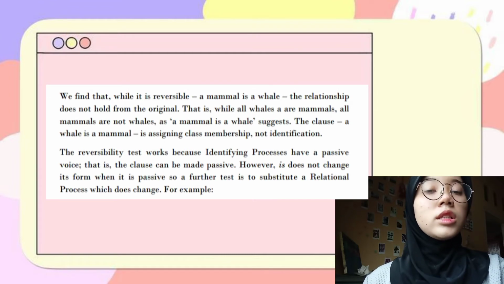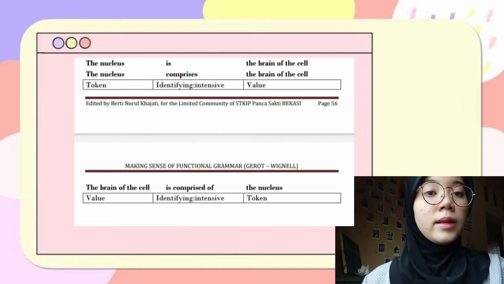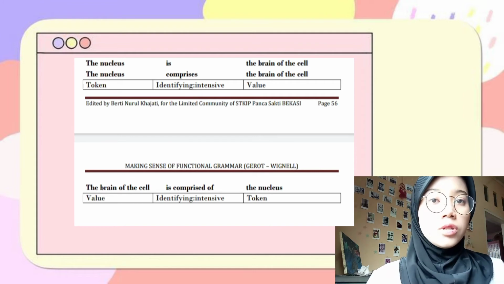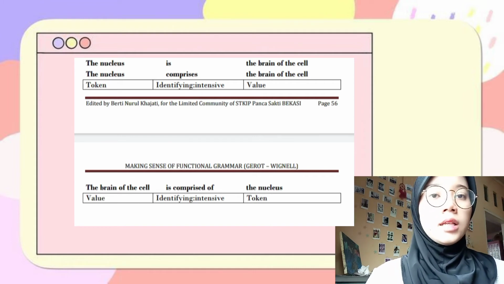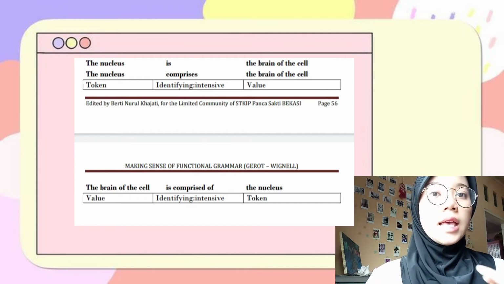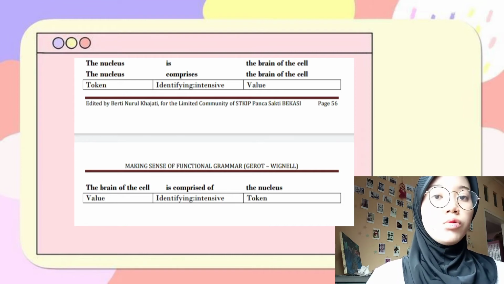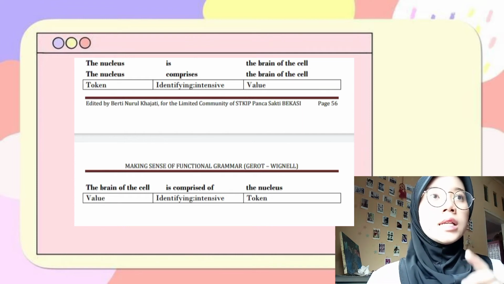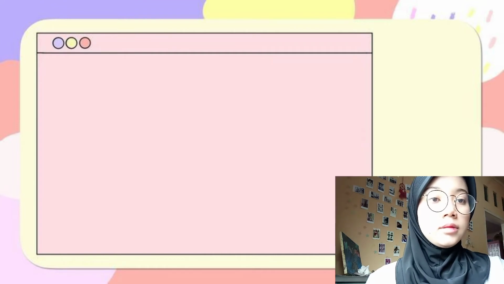However, it does not change its form when it is passive, so a root-verb test also substitutes a relational process which does change. For example, the nucleus is the brain of the cell. The nucleus comprises the brain of the cell. The nucleus is token, comprises, is identifying intensive. The brain of the cell is value. And next, the brain of the cell is value, is comprised of, identifying intensive, and the nucleus is token. So we'll continue.